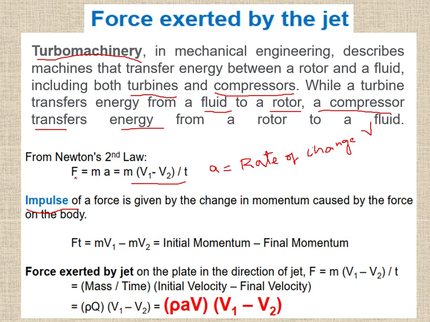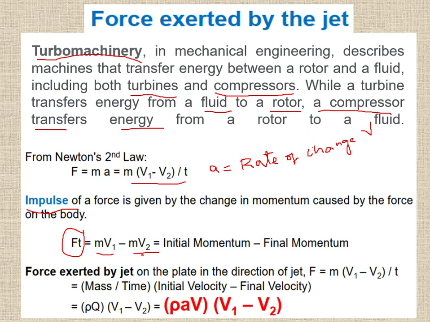So here you can see the force. Take this t here, so this will become Ft and this will become mv1 minus mv2, initial minus final. So this is basically the impulse, and this is the change in momentum. That's why we can say that the impulse is equal to the change in momentum.